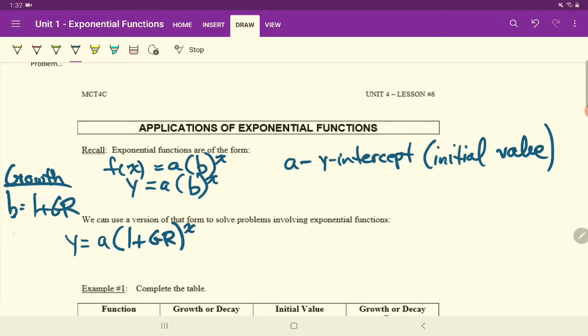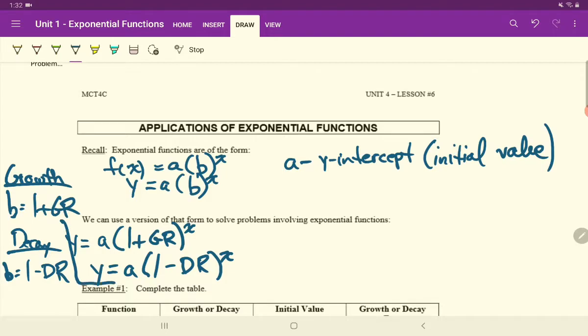For decay, b is going to equal 1 minus the decay rate. Again, the decay rate should be given to you. So all you need to know is that this is the formula we are going to be working with, the two formulas that we're going to be working with today.